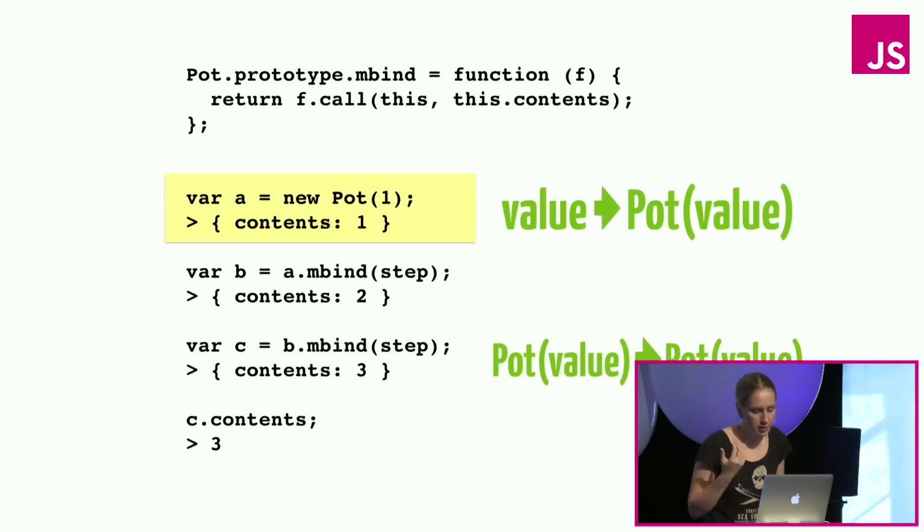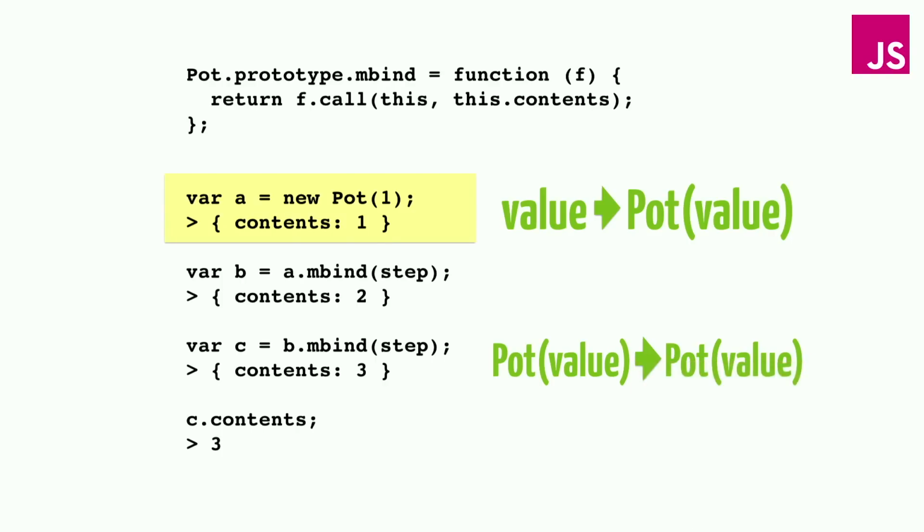And step one of the computation is a equals new pot of one. As an object-oriented programmer, I say, ah, it's a constructor. I'm constructing a new thing of type pot. But in the monad jargon, we call this function unit or return. And return's already taken in JavaScript, so I want to be careful. It takes a value and transforms it into a monadic value.